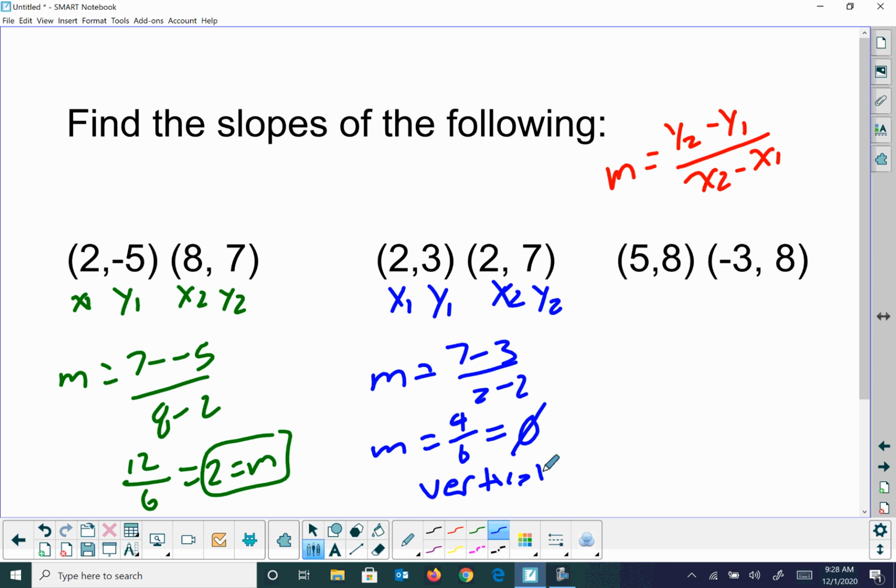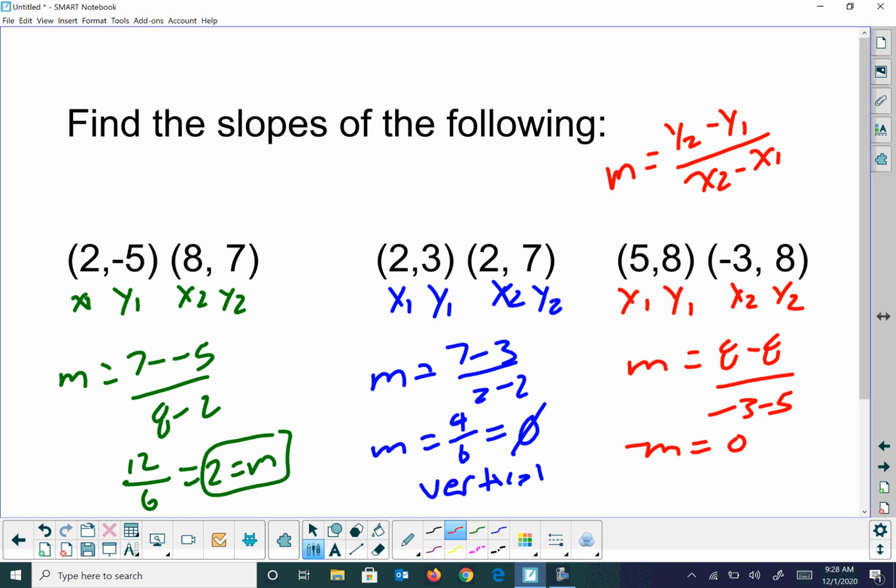Okay. And again, label them, x1, y1, x2, y2. So I'm going to get 8 minus 8 over negative 3 minus 5. Oh, I get a 0 on top now. So that's going to just be 0. So that's actually a horizontal line.